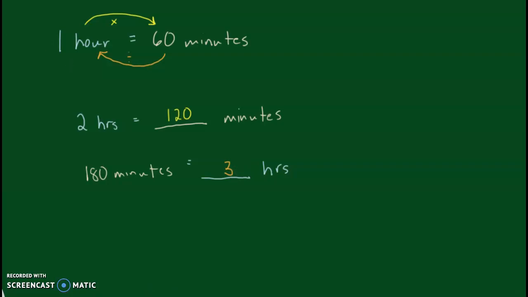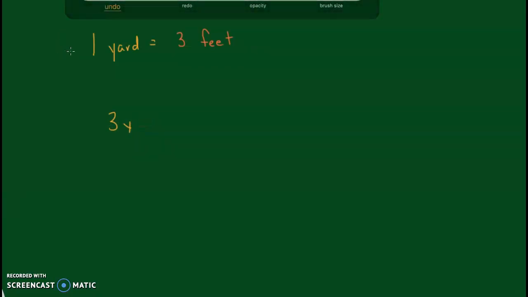Okay, our next example is going to be 1 yard equals 3 feet. 1 yard equals 3 feet. Let's say we're going to start with 3 yards, and we need to know how many feet that is.